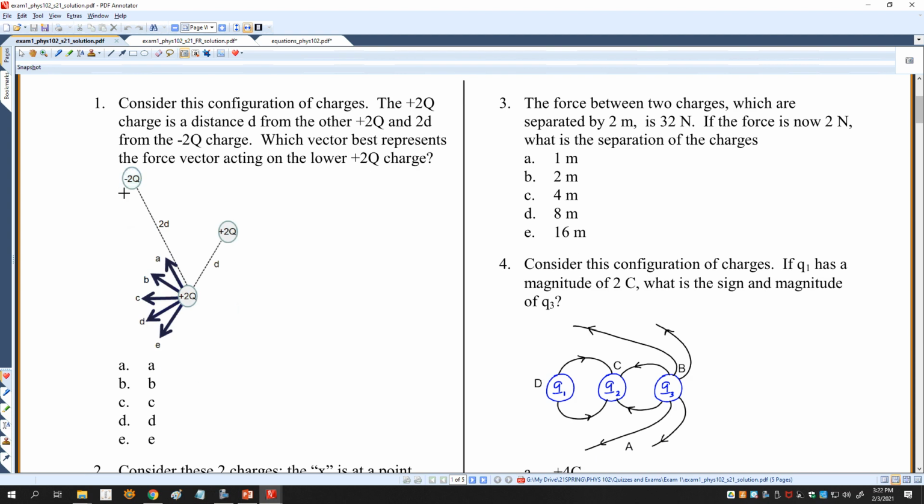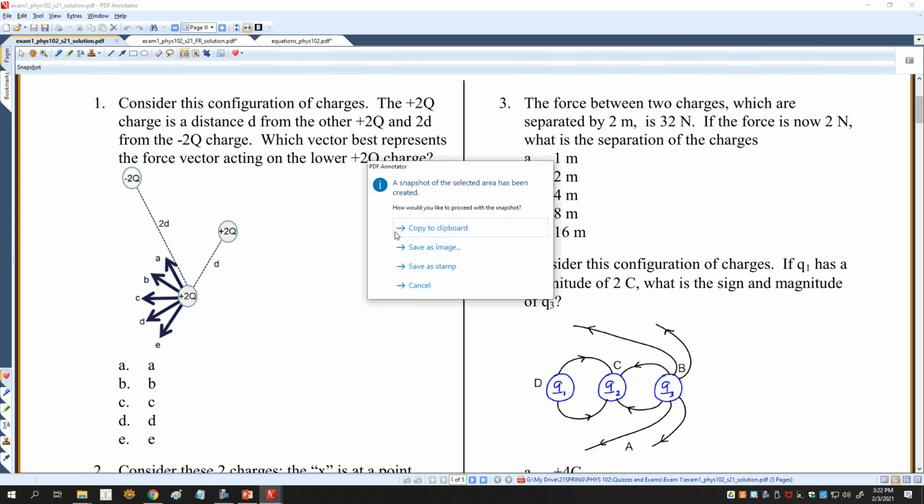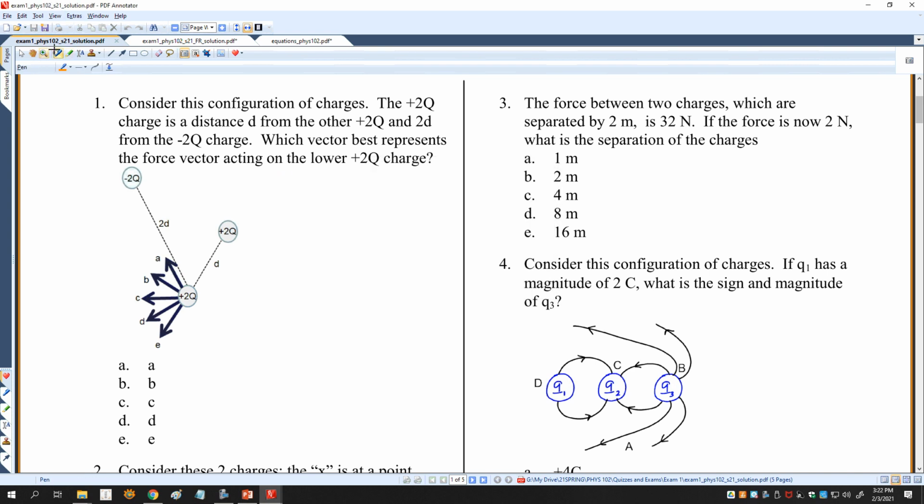Consider this configuration of charges. Which vector best represents the force vector acting on the lower +2q charge? Now let's say the +2q charge is a distance 2d from these two charges as shown in this figure. So if I draw these same charges, but one is twice as far away, that means the force on that will be 1/4 of the other force. F is kqq over r squared, right? That's Coulomb's law. If I double r, that means I quarter the force. Let me show you what that looks like.